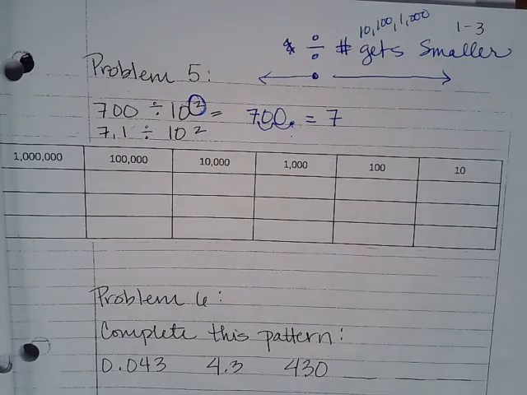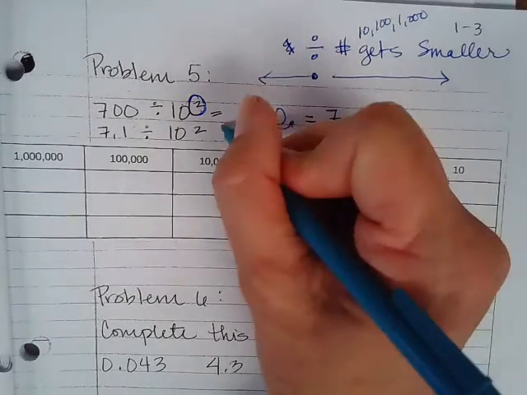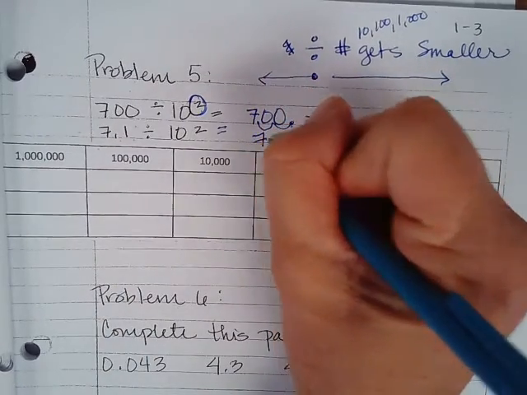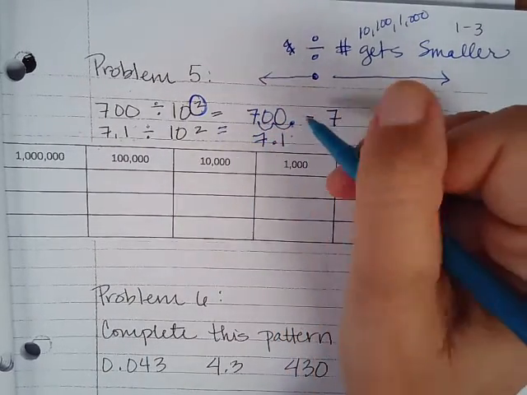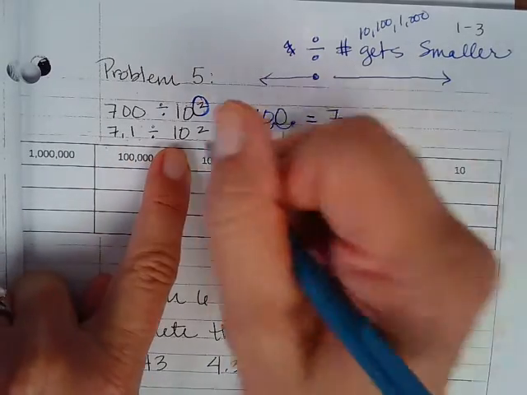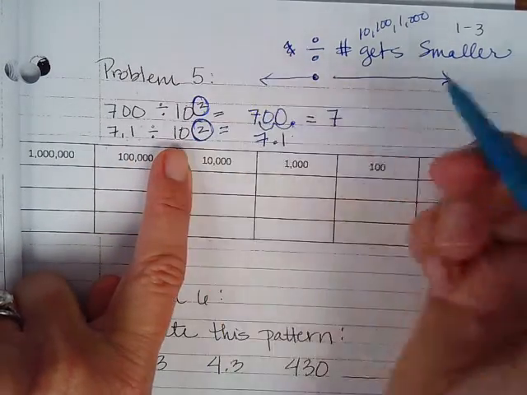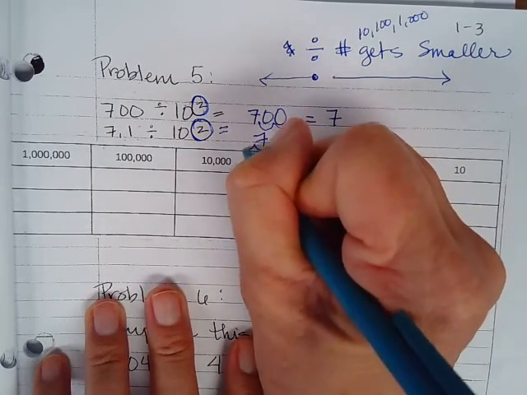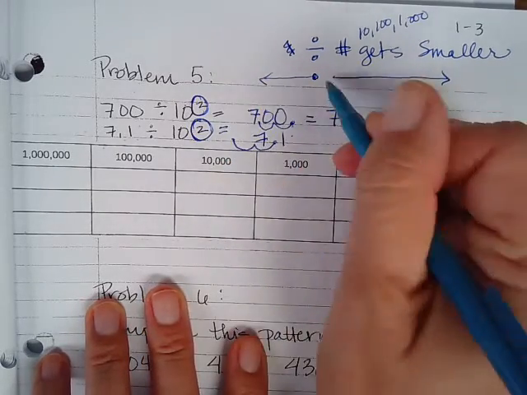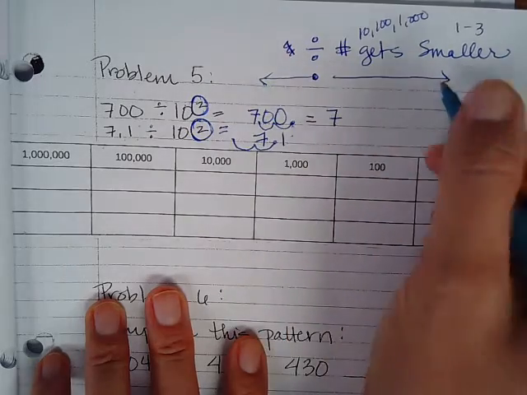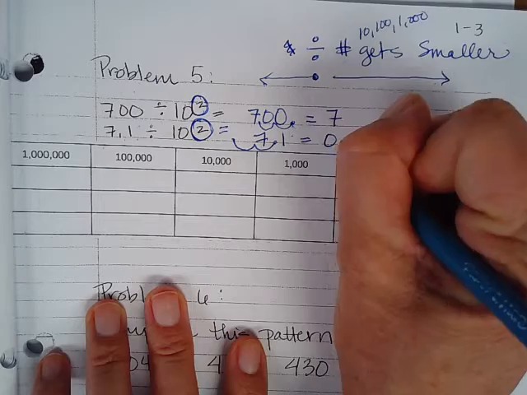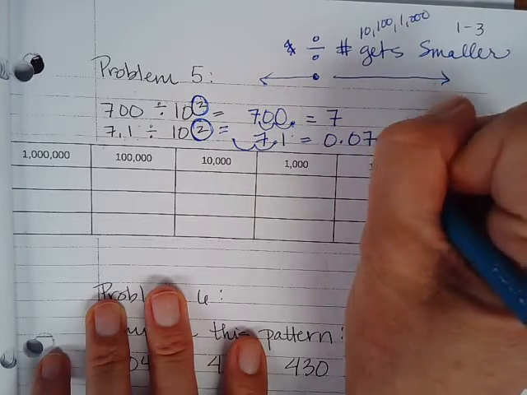It's just not there right now. All right, our last problem like this is 7.1. So 7.1, and now we're dividing by 10 to the second. So our decimal point is going to move once, twice, because remember, our decimal point moves in the opposite direction because our number is getting smaller. That is equal to 0.071.